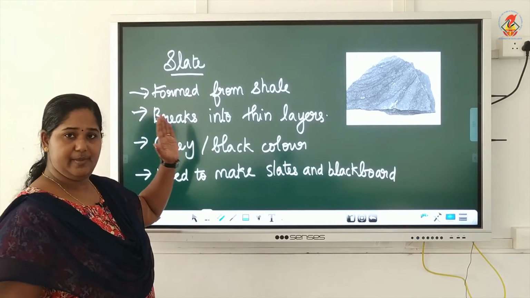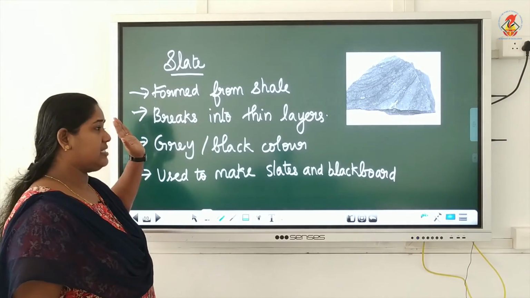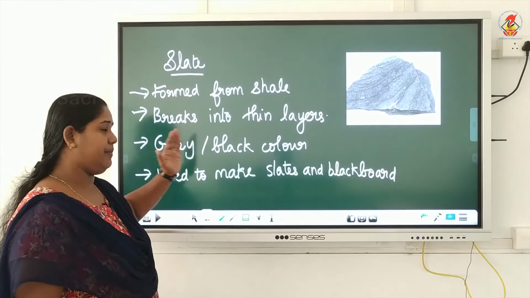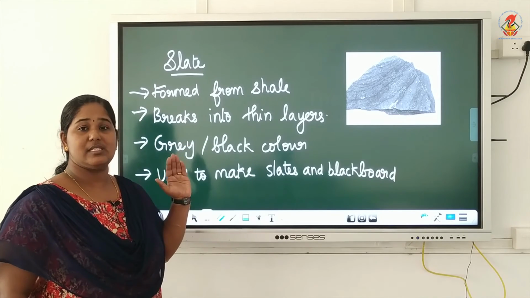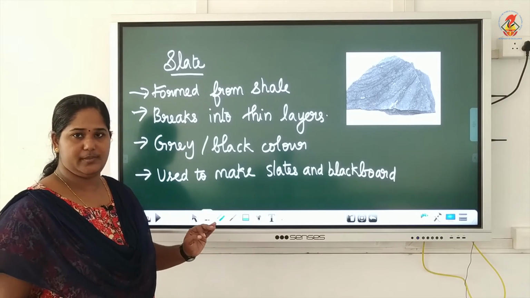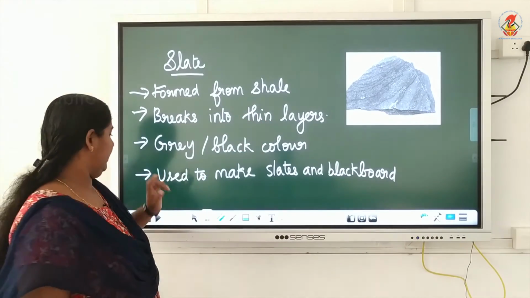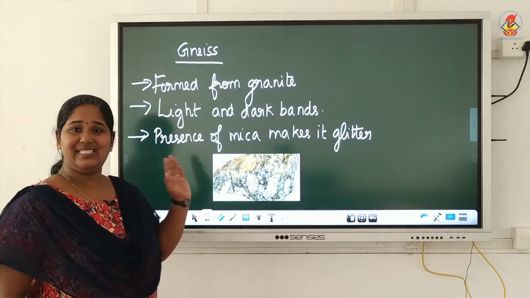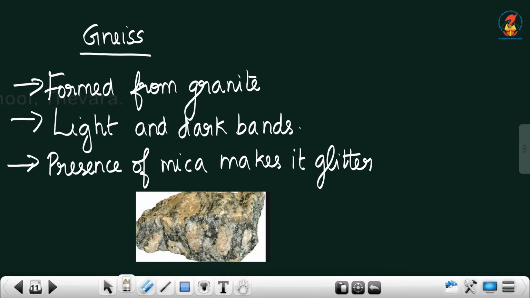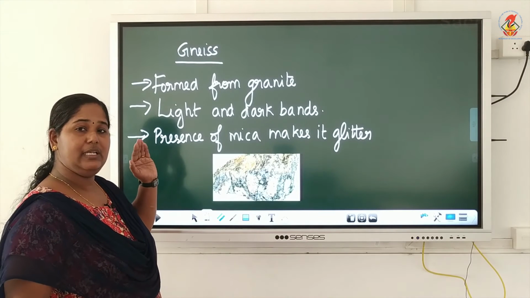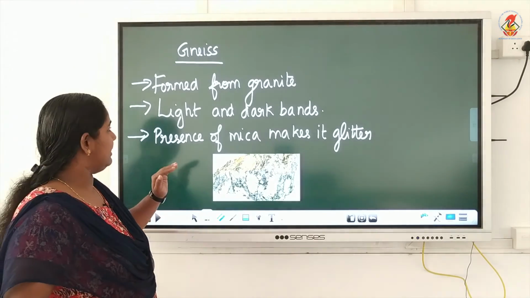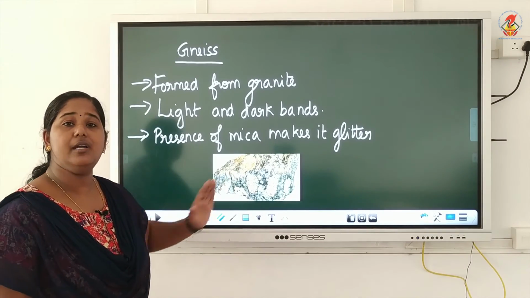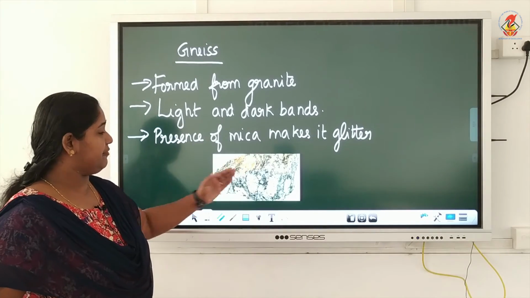Slate is formed from a sedimentary rock, shale. It breaks into thin layers. It is grey or black in color. It is used to make slates and blackboards. The picture is also shown there. Next type is gneiss. Gneiss is formed from granite. Okay, this granite is actually an igneous rock. So gneiss is formed from an igneous rock, that is granite. It has light and dark bands in it. It is very clear from the picture.